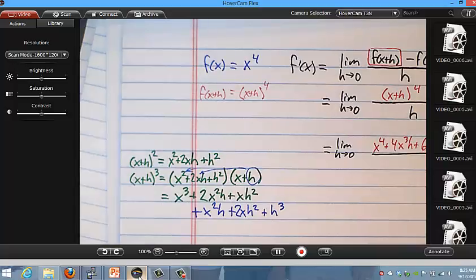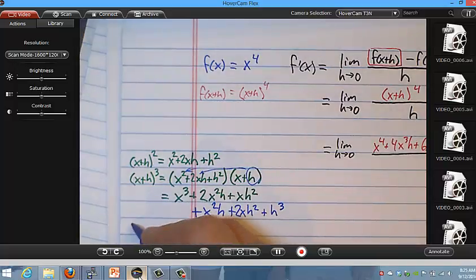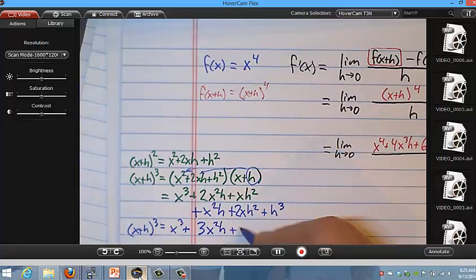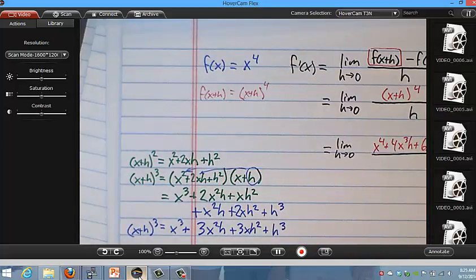So what the heck does x plus h cubed equal? X plus h cubed equals x cubed plus 3x squared h, right? Plus 3xh squared plus h cubed. Are you with me? The powers of x go down, the powers of h go up. But again, these 3's are what are important. That's the part that you may or may not know about.